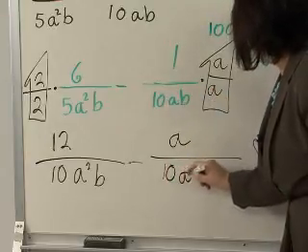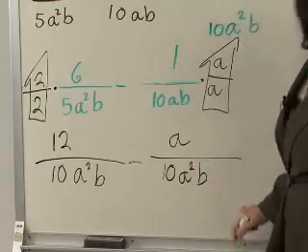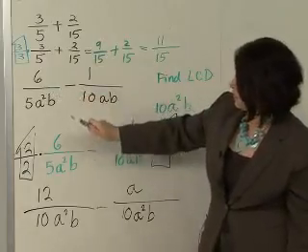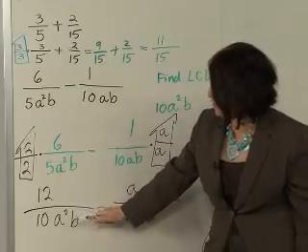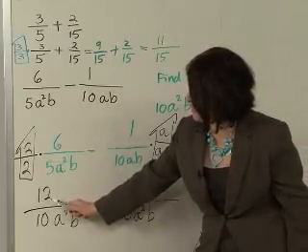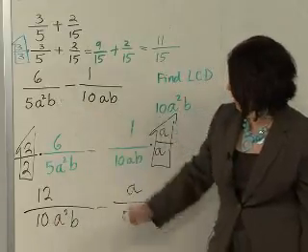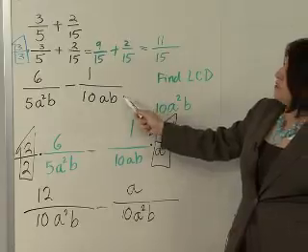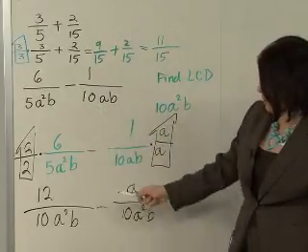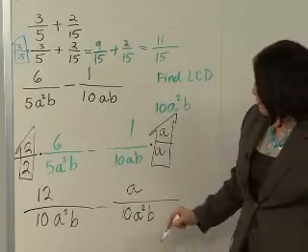10a squared b. So I changed each fraction to an equivalent fraction with the LCD. Notice that if you reduce this, divide top and bottom by 2, you get this back. If you divide top and bottom by a, you get this back. So the fractions are still equivalent, but we made the same denominator so we can subtract.